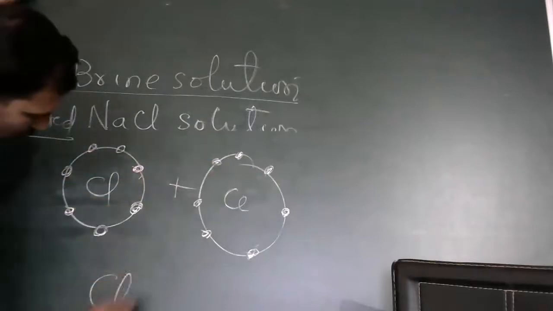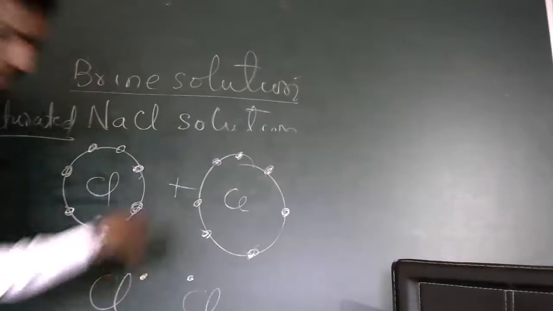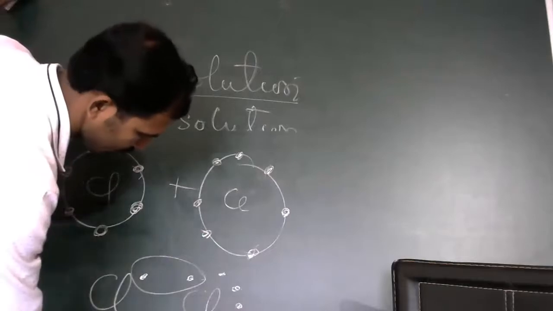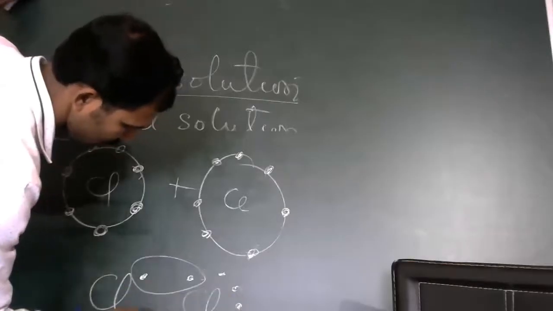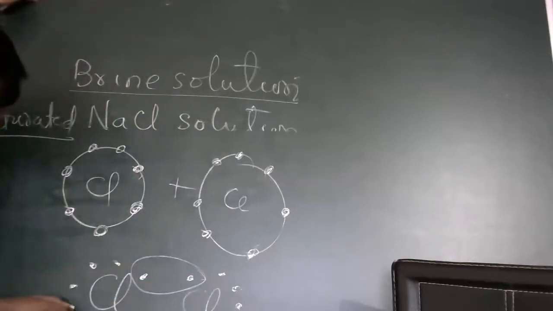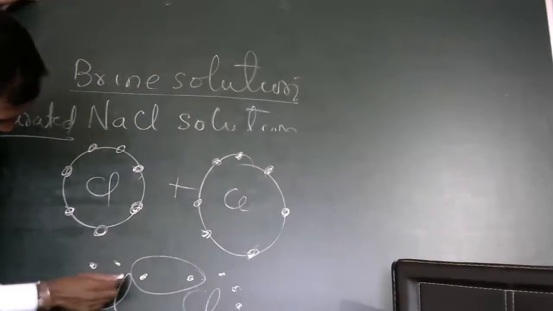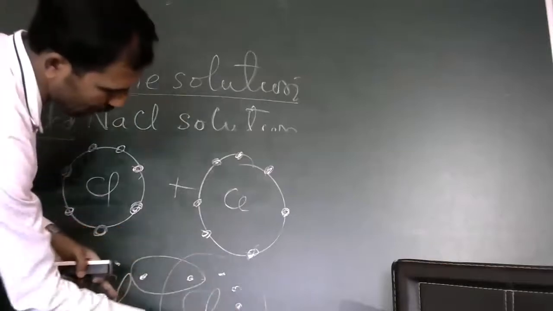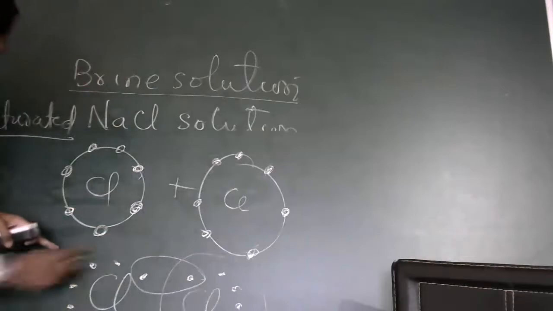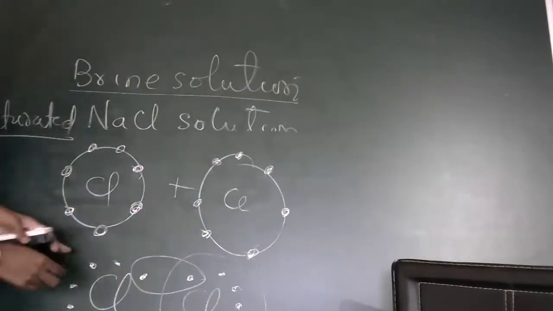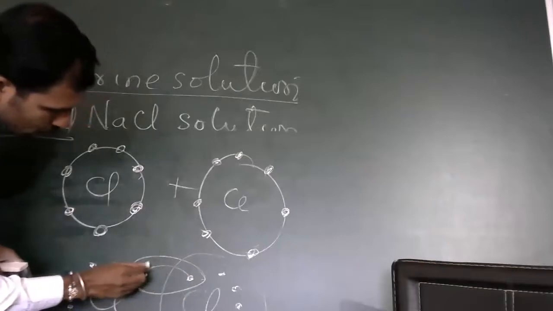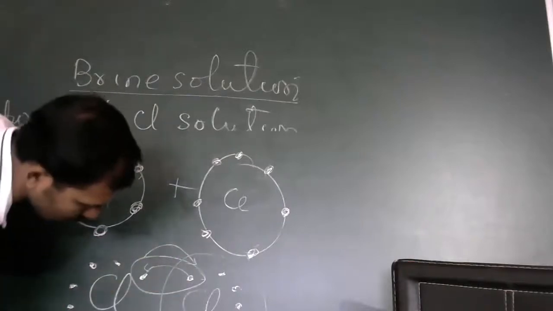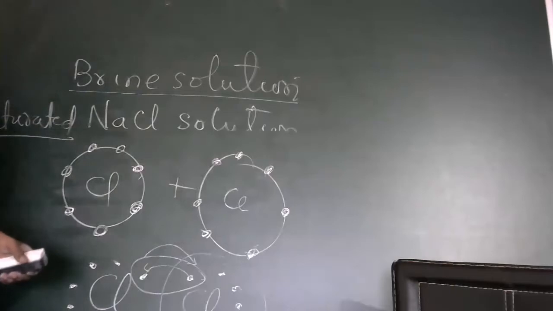One electron from chlorine and one electron from another chlorine bond together. See here, you are getting my point, I think. Around Cl there are 1, 2, 3, 4, 5, 6, 7 electrons, and this is also having 7 electrons. 7 valence electrons. This will share one electron to this, and this will share one electron to this. By sharing 1 electron, they become Cl2.